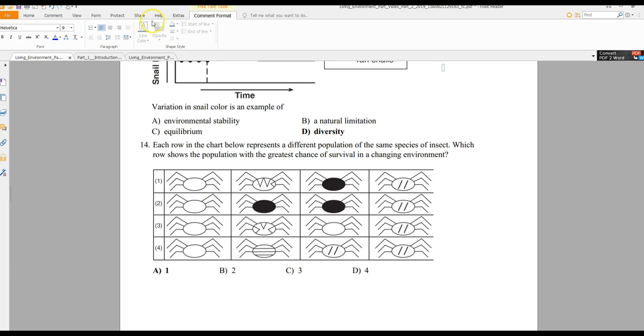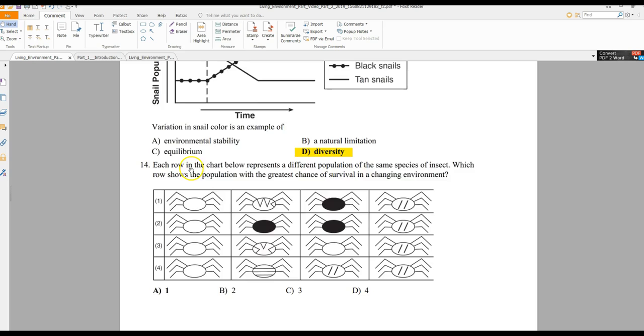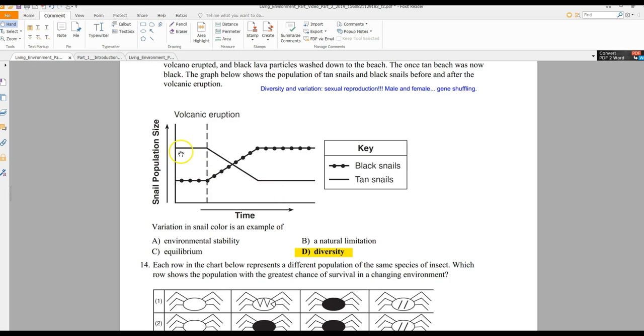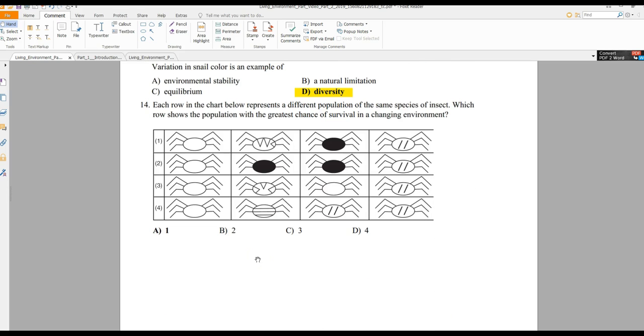More diversity questions. Let me go back to my highlighter. There's diversity here. And the reason why the tan snails died off is because they were not camouflaging anymore, because the beach turned black. The volcano erupted and turned the area black, so the black ones camouflaged. The predators could not attack the black ones. The tan ones were now visible because it's a black background and a tan snail. So they were vulnerable and visible to predators.